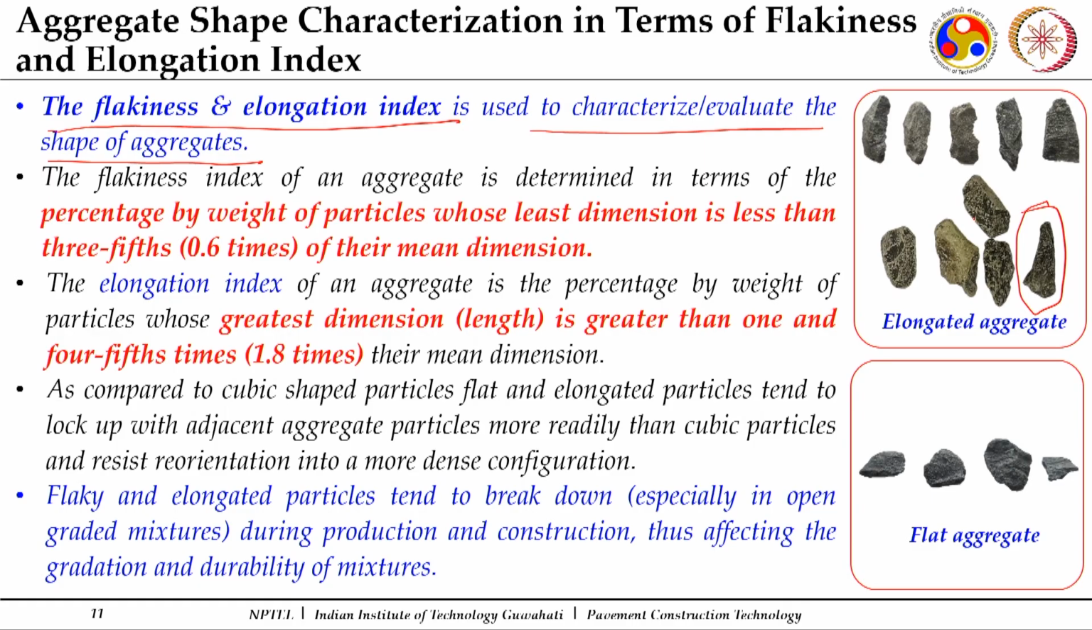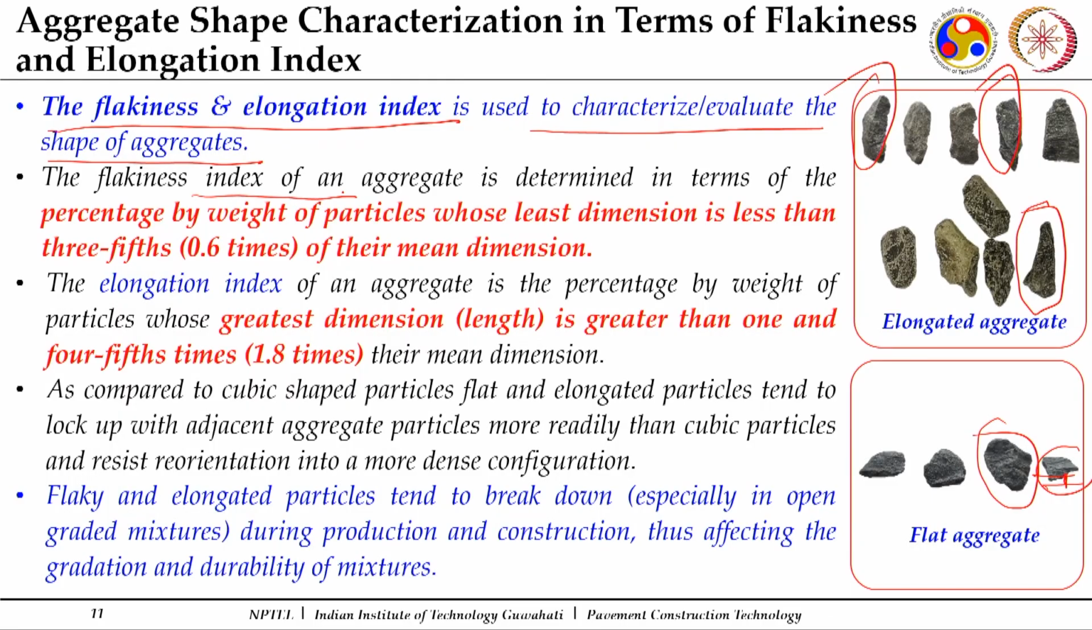Elongated aggregates, you can see, have one dimension quite large compared to the other dimensions. These are elongated aggregate particles, and instead of them there may be other particles. Here these aggregate particles are thin enough; their thickness is quite small compared to their other dimensions. We will not prefer aggregates which are elongated. Now, which aggregate will be called elongated and which will be called flaky is the important aspect.